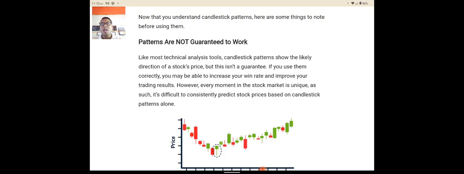Like most technical analysis tools, candlestick patterns show the likely directions of a stock's price, but this is not a guarantee.